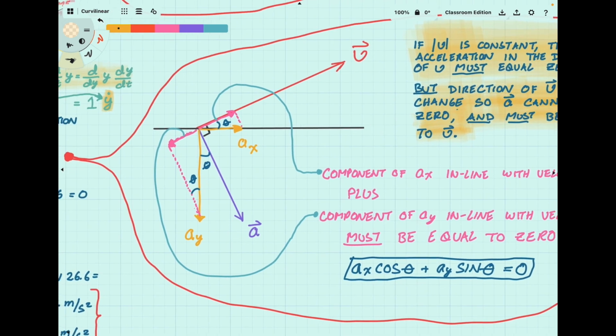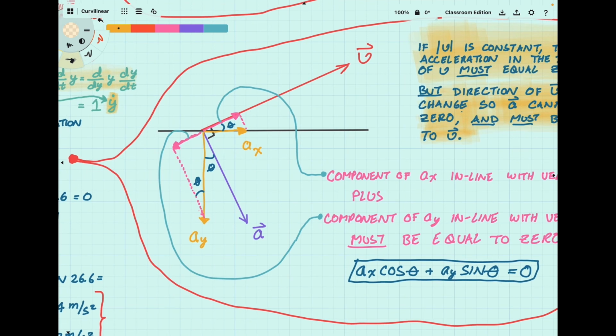So let's draw that out and see if it makes any sense at all. On this plot, I've got velocity. That's my x direction, y directions, as you would expect here. And I've drawn in purple there the acceleration vector perpendicular to the velocity vector.